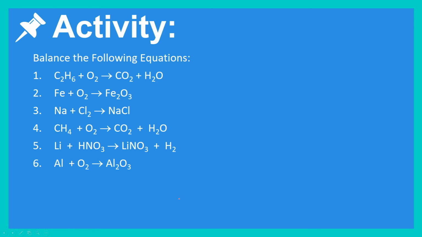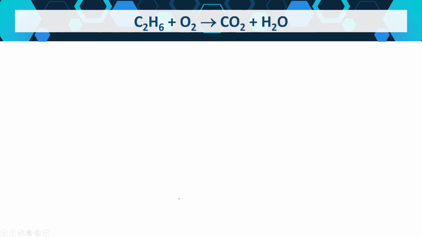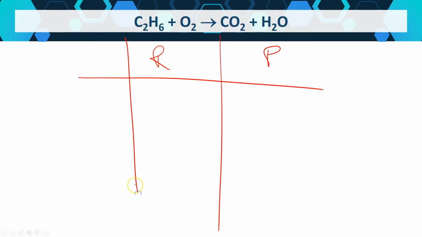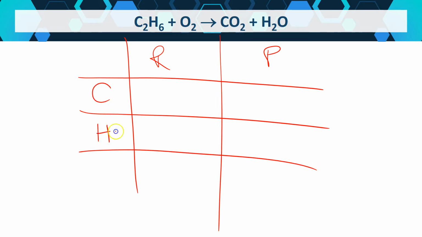Alrighty, so how did you go with those? Did you get through them all? Well, we're going to go through them now so you can see how to work them out. We're actually going to go to a new slide for each one because otherwise we won't have space. So we're going to start off with C2H6O2 CO2H2O. Okay, first things first, we're going to need our table. So I'm going to go reactants and products. And I've got C, H, and O, so I need 3 rows. C, H, and O. Alrighty, so let's go through and fill this in really quickly.